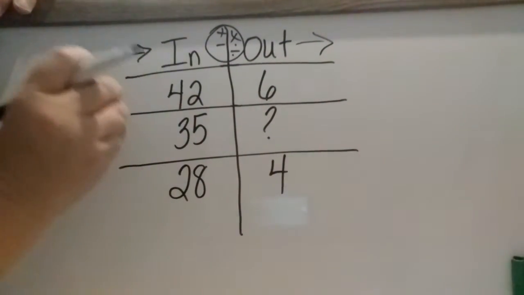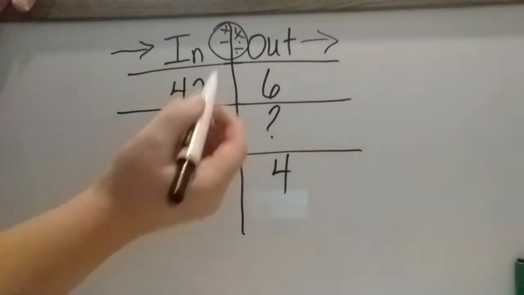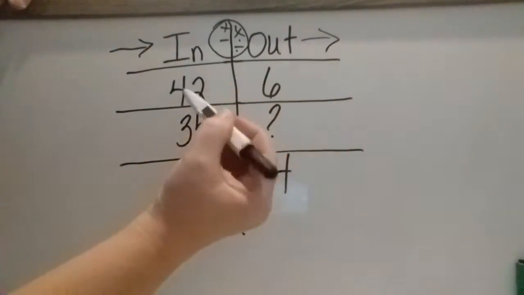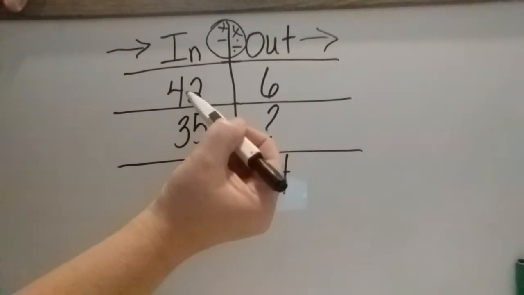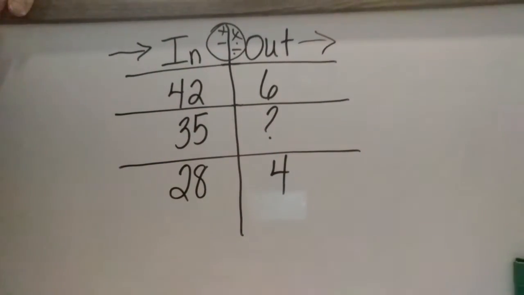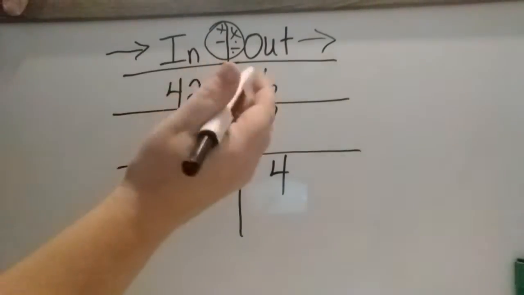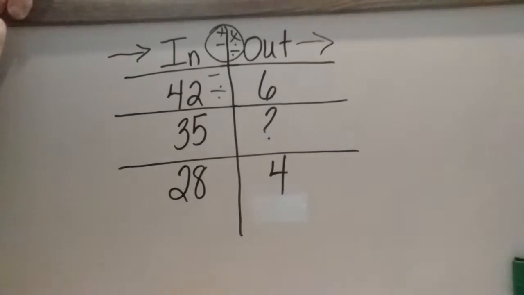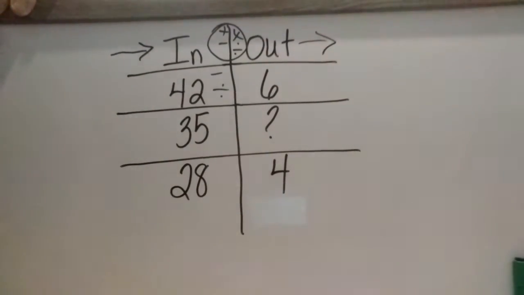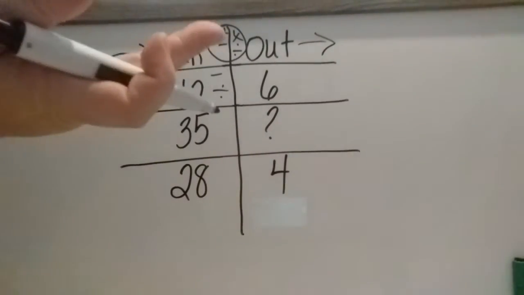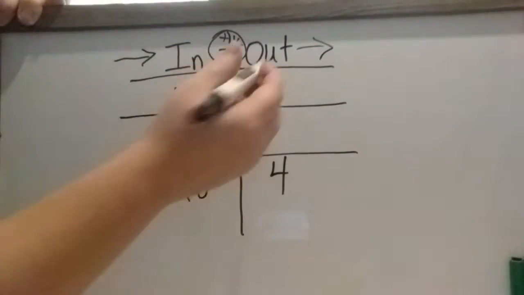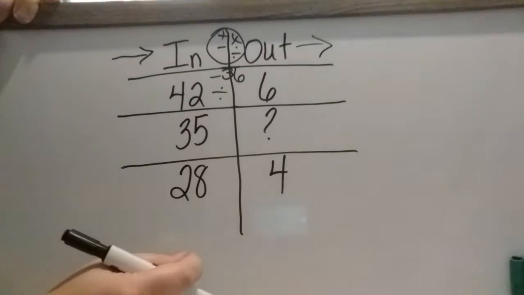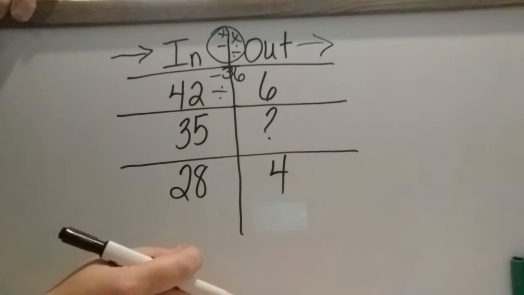So in an in and out table, we're looking for a pattern. If I put 42 in, then 6 comes out. So if I have a bigger number going in and a smaller number coming out, that means I have taken some away. So I've either subtracted or I've divided, okay? So if I'm thinking in terms of subtraction, I want to know what 6 less than 42 is. So if I take away 36 from 42, that will give me 6.